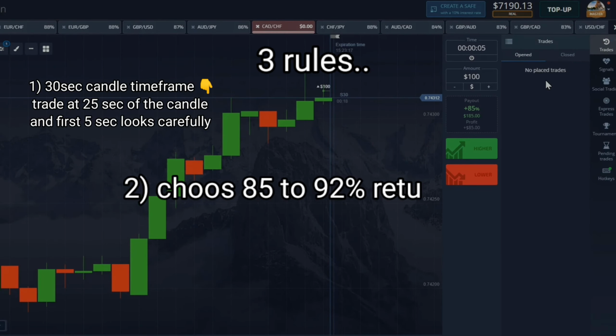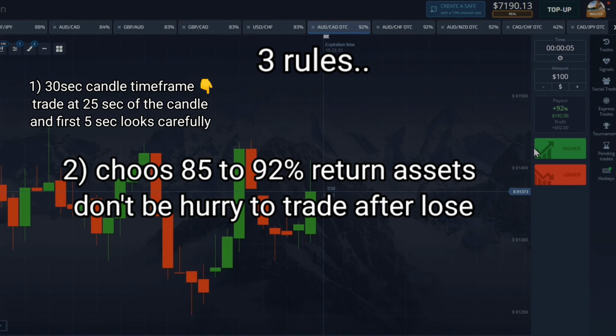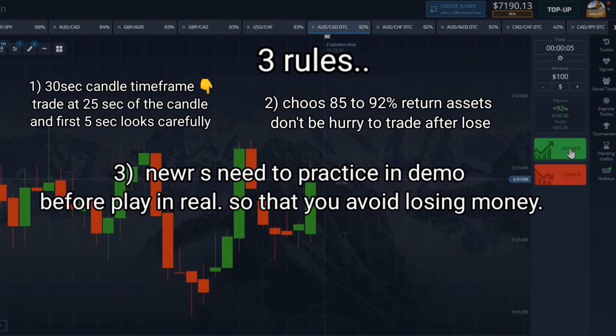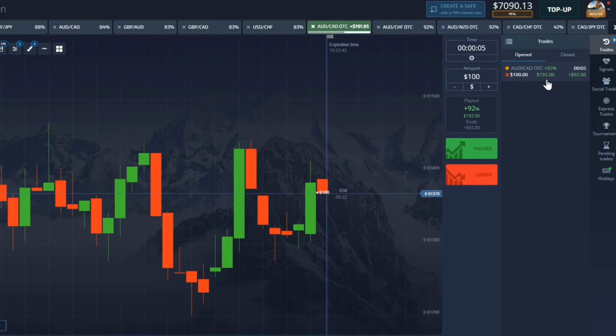The second rule is, you should play with 85% to 92% returns and not rush after losing trades. The third rule is, you try the demo on Pocket Option Broker for a few days to see how far it works and how it works. Otherwise you may lose later and the account will be empty.